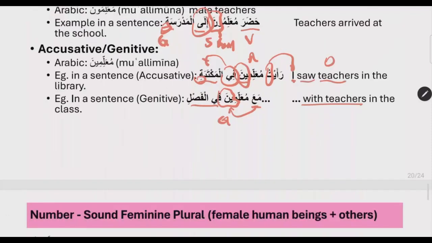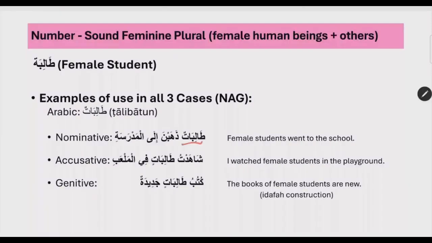All right, there's sound feminine plural, the female human beings in general. So here you have talibat, and there's the verb zahaba. This noon is the feminine plural of talibat, means female students went, and then to the school. So here you have an example of a noun starting this verbal sentence where female students went. So there's agreement here between went and the group of atun, which is nominative of the word students.